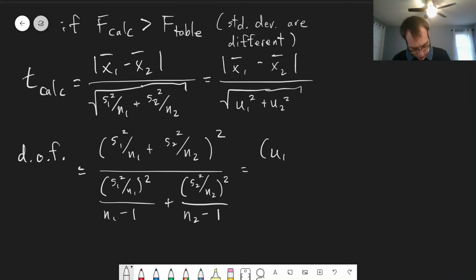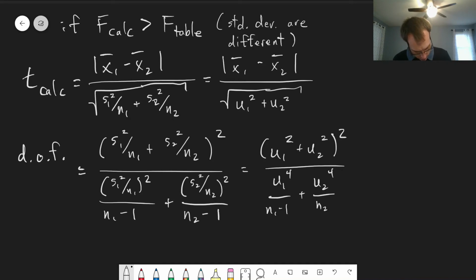We could, again, rewrite this making some differences. Here we have u1, just different definitions: u1 squared plus u2 squared, squared, divided by u1 to the 4th over n1 minus 1 plus u2 to the 4th over n2 minus 1. And one key thing to point out here is you will generally not get an integer out of this, whereas of course a degree of freedom is always an integer value, so you'll have to round this to the nearest integer.